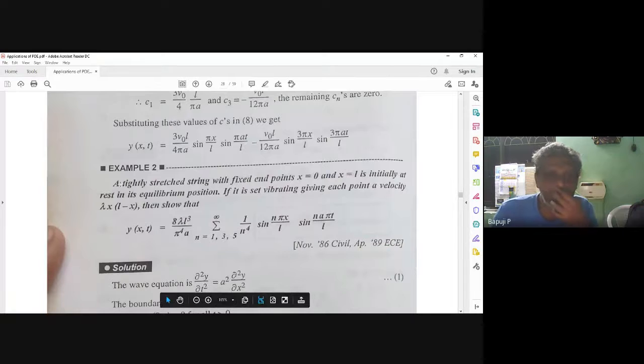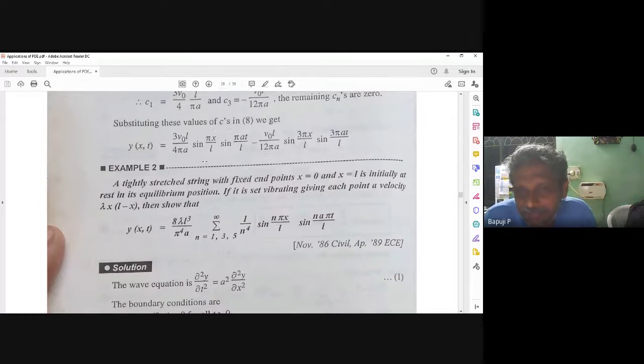This is also the same thing. This is also a very good problem. Same story, Lx minus x square. First problem what we did, remember or not? K into Lx minus x square. This is lambda into Lx minus x square. Now read the problem clearly.